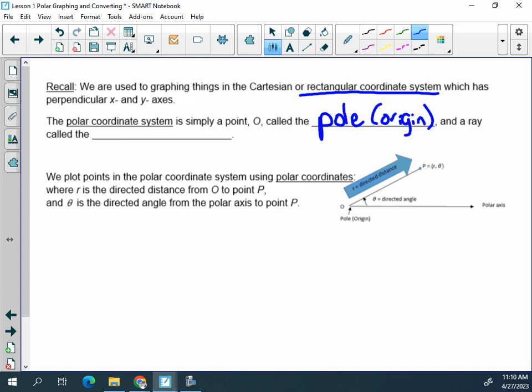and a ray called the polar axis. We plot points in the polar coordinate system using polar coordinates, where r is the directed distance from O to some point P, and theta is the directed angle from the polar axis to point P. So our coordinate, if you can't see that, says P equals (r, theta).